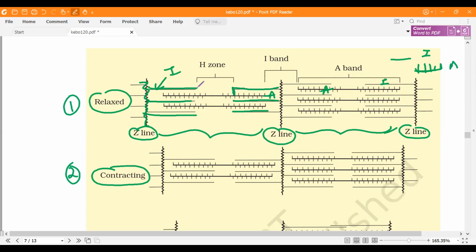Yes, sir. Same here, you can see this is the same. Over here, how many sarcomeres can you see? Can you tell me how many sarcomeres are there?